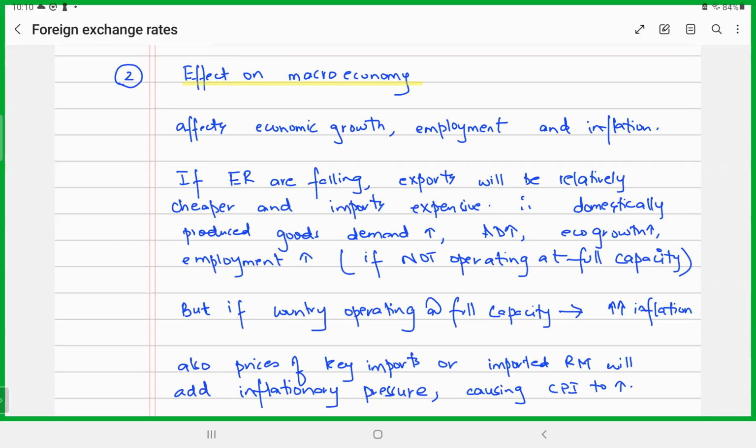If the raw materials are a part of your manufacturing process, it would again increase the cost of production and it would increase the price of the final product, right? So then what would happen? It would cause the consumer price index to rise. Overall, the level of inflation would rise.